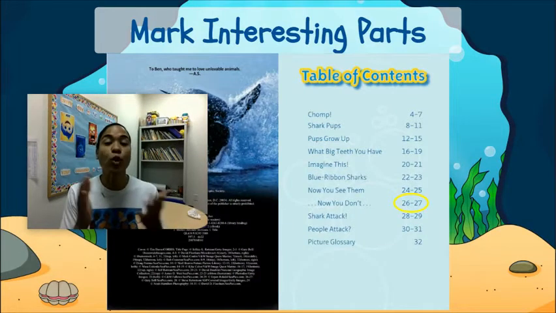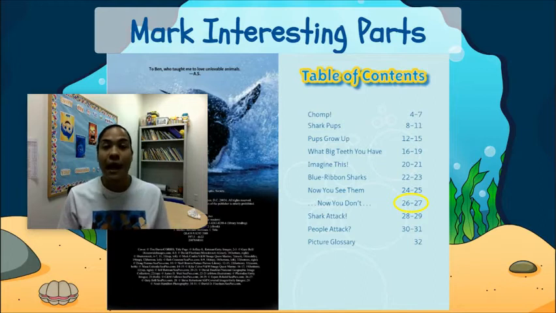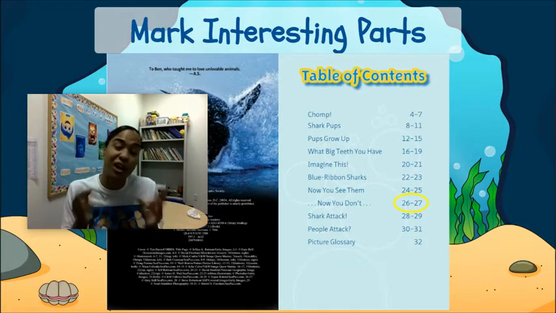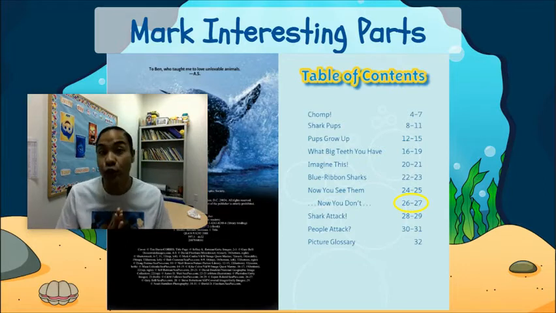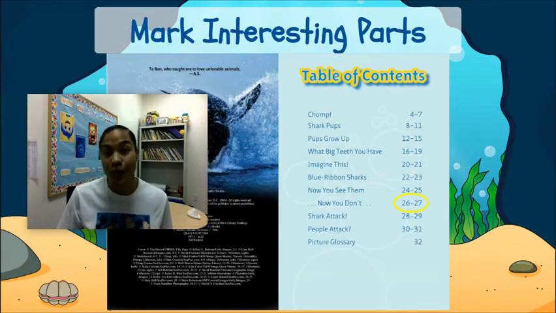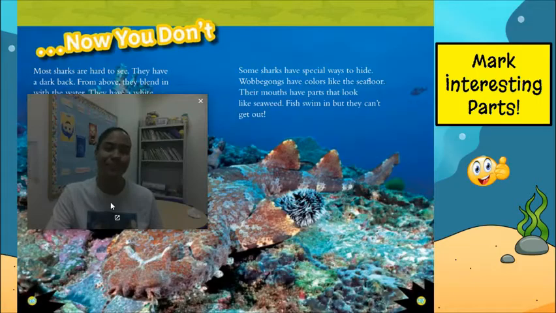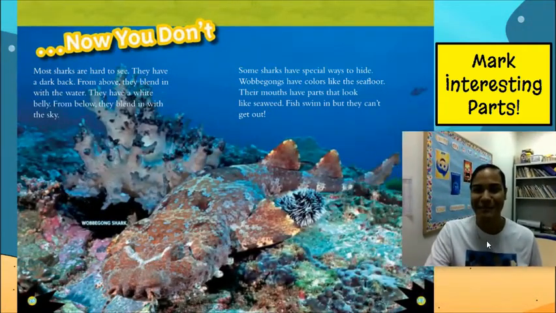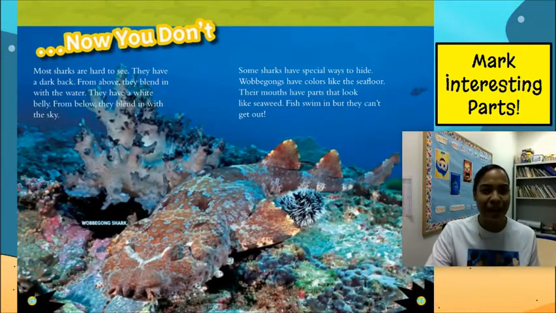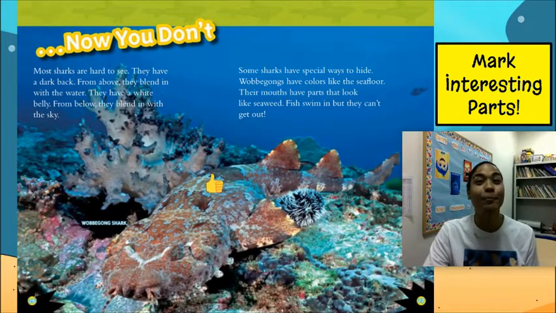All right, friends. So we're going to go to the next part and we're going to mark up another section of this book. Remember, we're only marking up 2 sections because I would like for you to go ahead and mark up the rest. All right. So we're going to go to Now You Don't, and that's on page 26. All right, let me put my video on the side here. I'm going to get my sticker ready so that I can mark up my important facts.